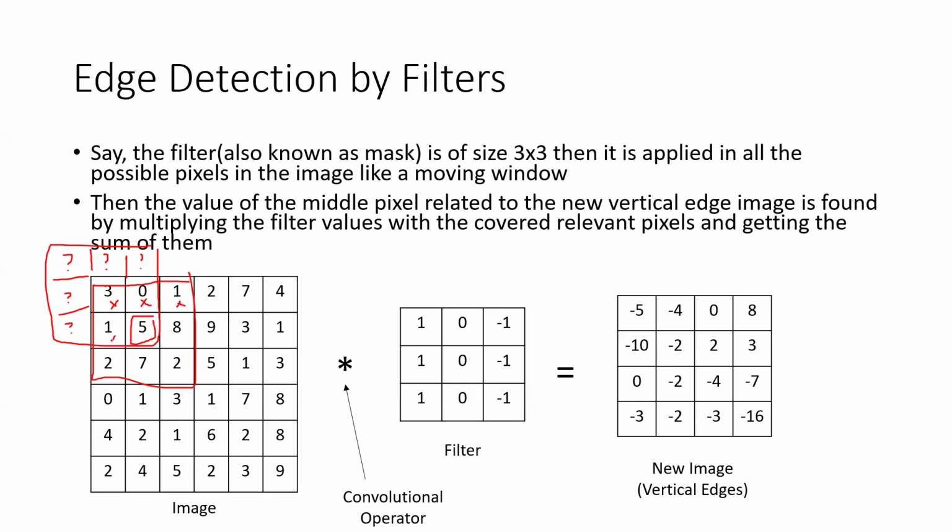All these border pixels will not be there in the edge image, right? So you will get the edge image only for this set of pixel values. The other pixel values will get lost when you are generating the edge image, right? That is a problem with edge detection. We will later see how we can overcome this using padding.